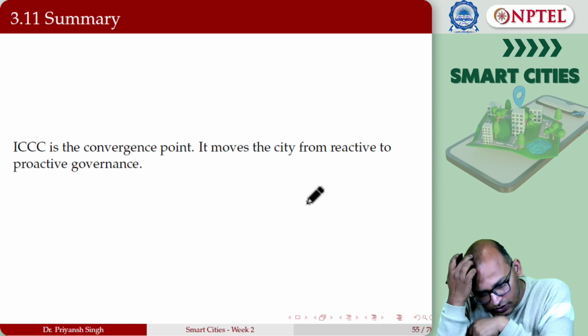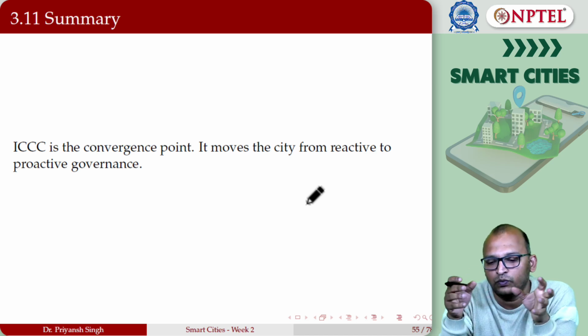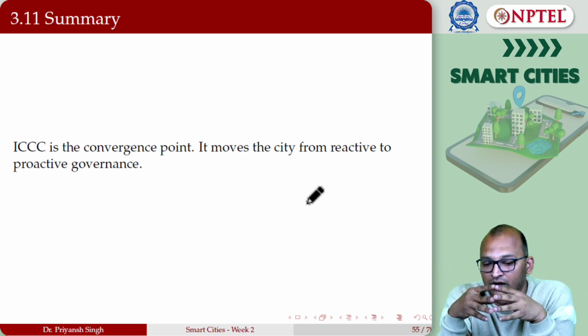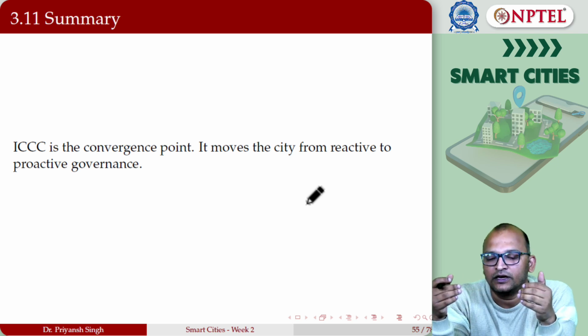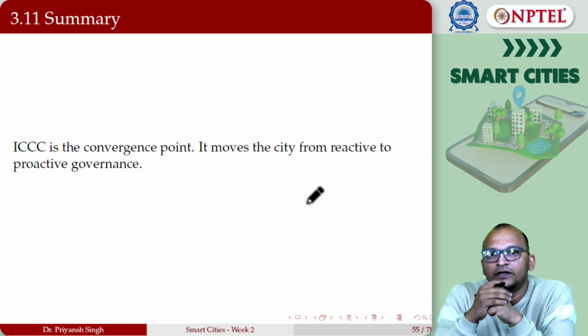So in this lecture, we have seen that the integrated command and control center is the convergence point, where whatever information we have is converged and integrated, and it moves the city from reactive to proactive governance. That's it for this module.